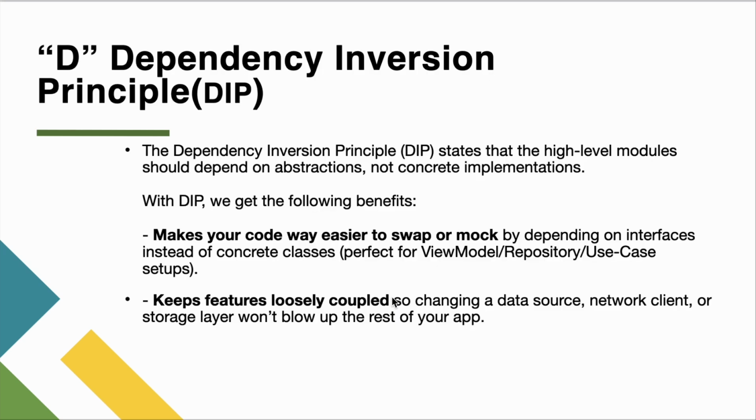All right, now going to the last and the most important principle, that is dependency inversion principle, which states that the high level modules should depend on abstractions, not concrete implementation. So I'll explain it in layman language. Let's say we have MVVM as an architecture, and we have a view model class, a repository class, and then we have an API interface, right? The higher level module would be the view model class, and the lower level module would be the repository class.